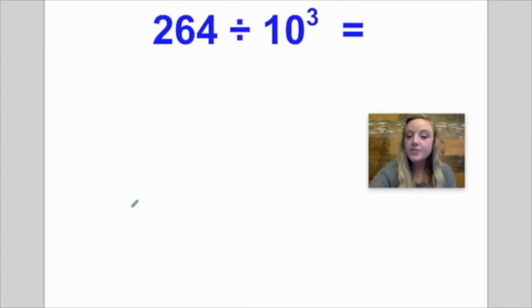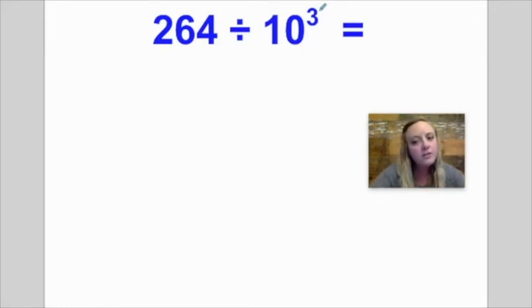Here we have 264 divided by 10 to the third power. Remember, 10 to the third power is the same thing as 10 times 10 times 10, which is 1,000. 3 is my exponent, so I'm going to move my decimal point 3 places. When we divide, we're going to move our decimal point to the left because we want our answer to be smaller because division is making smaller equal groups.